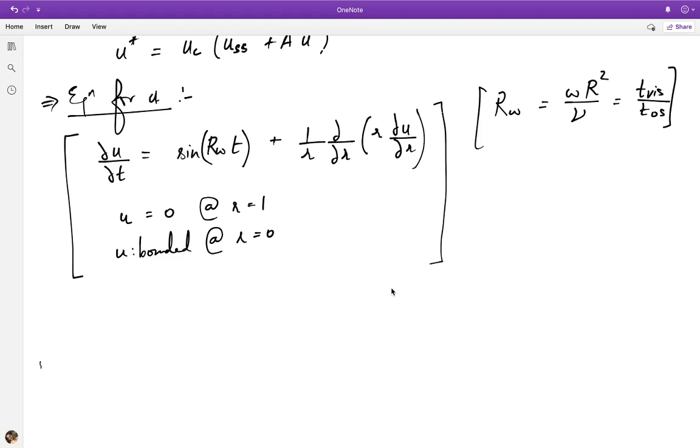Alright, so before we approach this problem, it's helpful to try and get a feel for what would be the behavior of the solution in different limits.